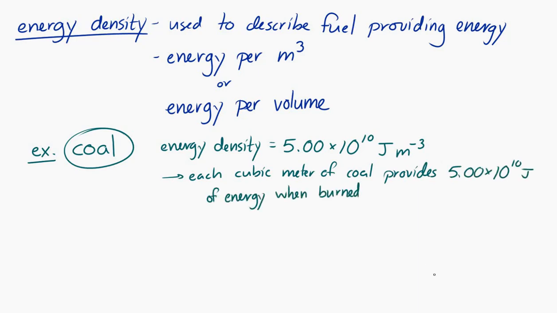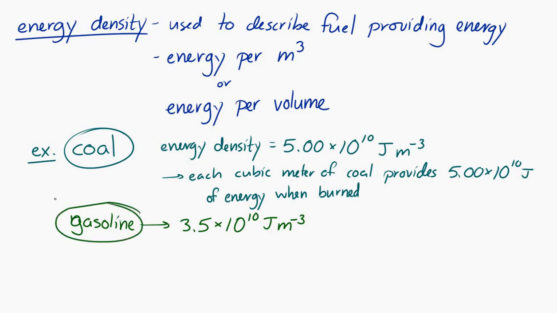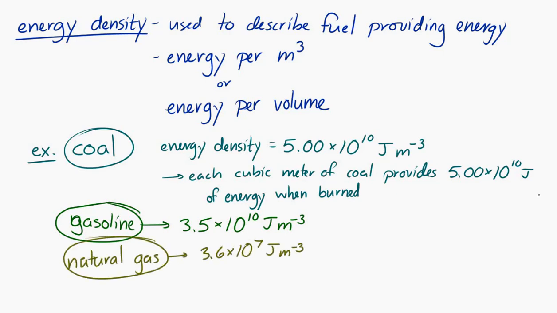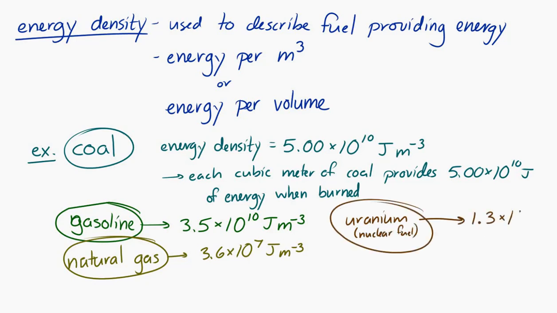And of course, different fuels would have different energy densities. Gasoline has approximately 3.5 times 10 to the 10 joules per cubic meter. If you had a cubic meter of gasoline, it's quite a lot of gasoline, but it could provide 3.5 times 10 to the 10 joules of energy. Natural gas is about 3.6 times 10 to the 7 joules per cubic meter. And uranium, when it's used as nuclear fuel in a nuclear power plant, can provide about 1.3 times 10 to the 18 joules per cubic meter.